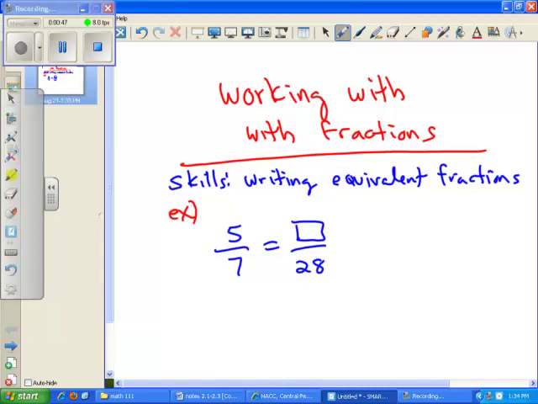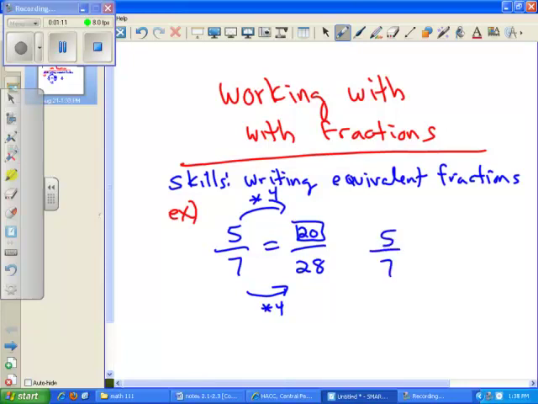You said 20. How come? Because you got 28 from taking 4 times 7, so you have to do what you do to the bottom. Yeah, and you said what I always say, the do-do rule. That's right. How does 7 become 28? Times by 4. Yep. So whatever you do to the bottom, you better do to the top, right? So 5 times 4 is 20. That's right. So now here's the thing.